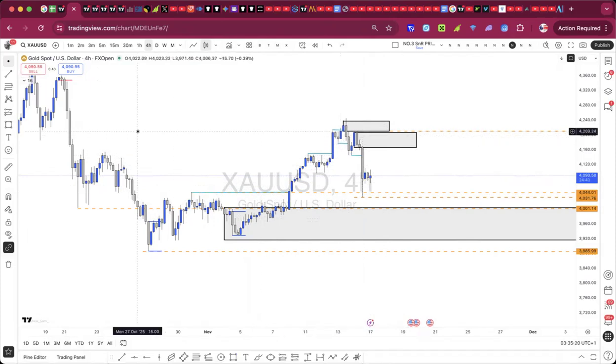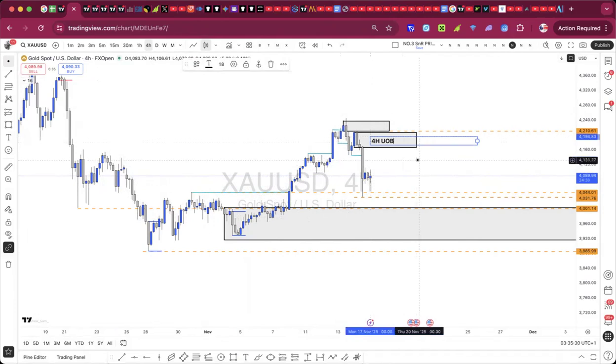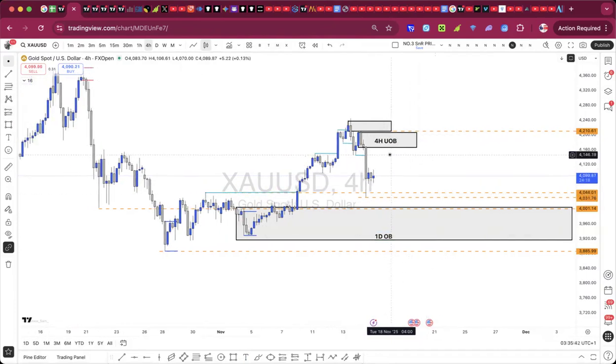And then I can just put it this way. Let's quickly do that as fast as possible. For 4H UOB, and this is 1D UOB. So I'll go to 1 hour.